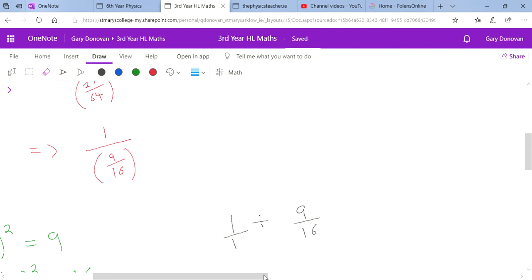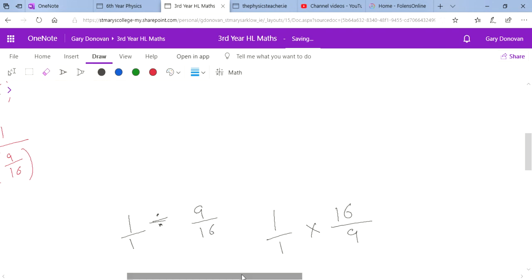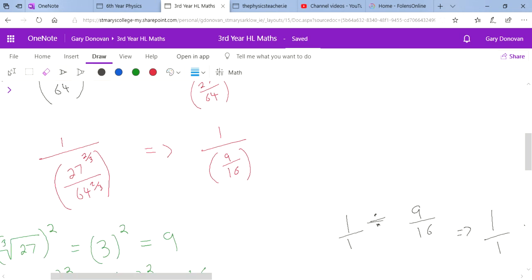And remember what you did all the way back in primary school when you had a fraction divided by another fraction. You flip the second fraction and multiply. 16 over 9. So 1 over 1 multiplied by 16 over 9 just gives you an answer of 16 over 9. And that's your final answer. 1 divided by 9 over 16 equals 16 over 9.